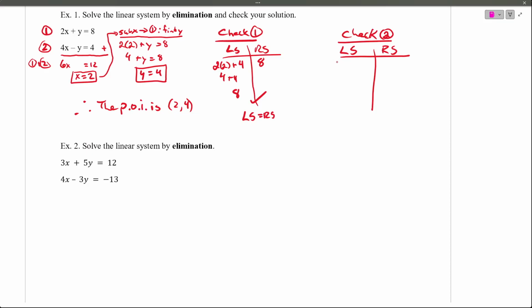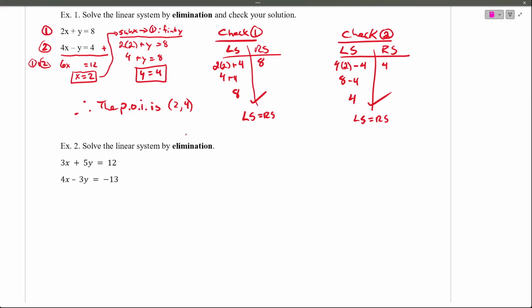On the other one, we have 4 times 2 minus y, which is 4. And on the right-hand side, we have 4. So 4 times 2, that's 8 minus 4. 8 minus 4 is 4. And again, they match. So we have left side is equal to right side. That's all there is to it.